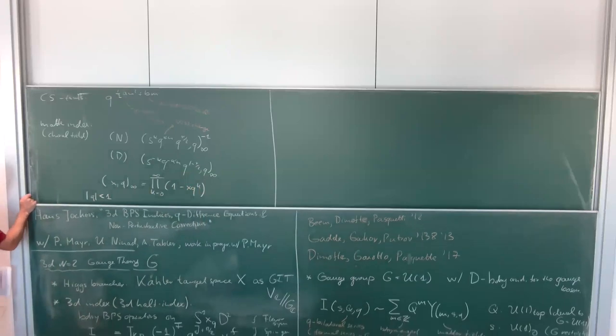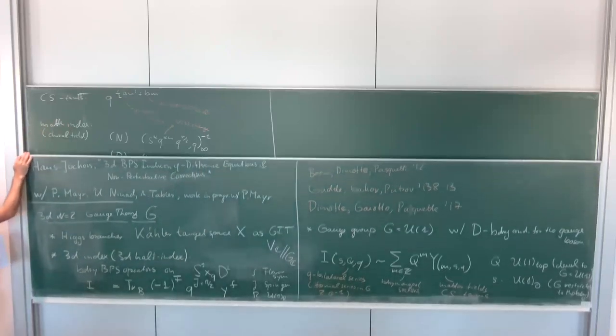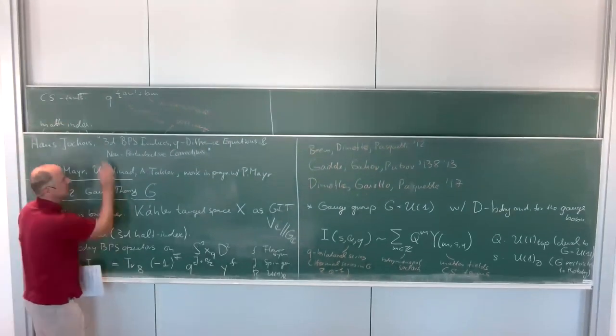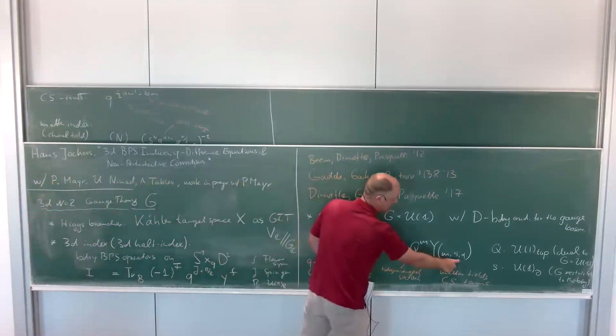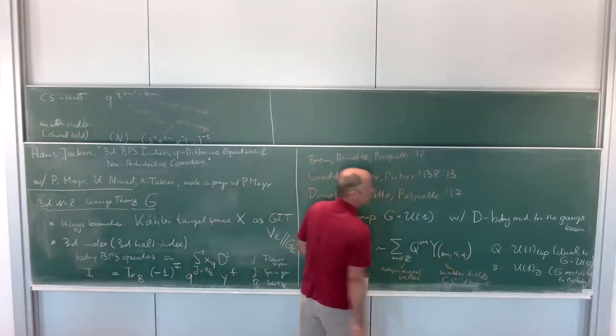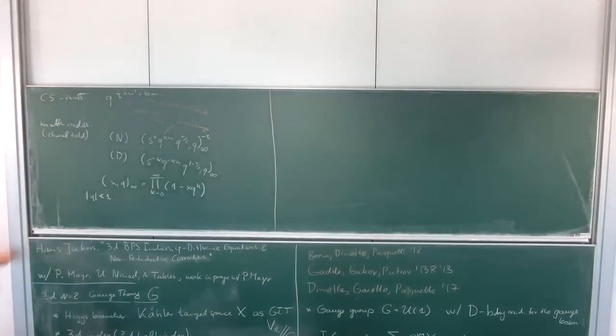And then depending on what spectrum you have and what choices of Chern-Simons terms you have, you can immediately calculate this index by just taking this formula and writing it as a product of all these contributions that you get from all these matter fields. Yes.